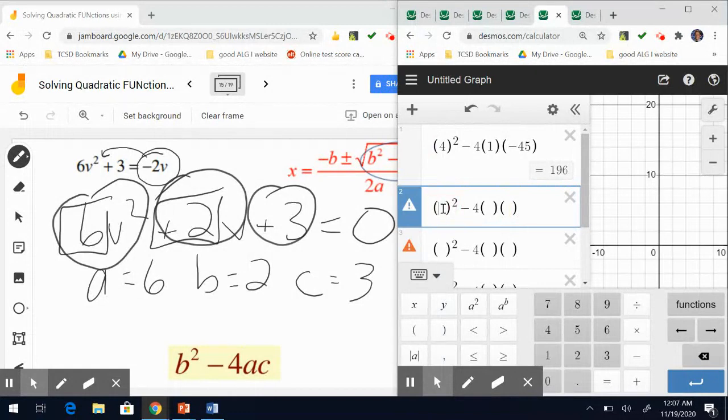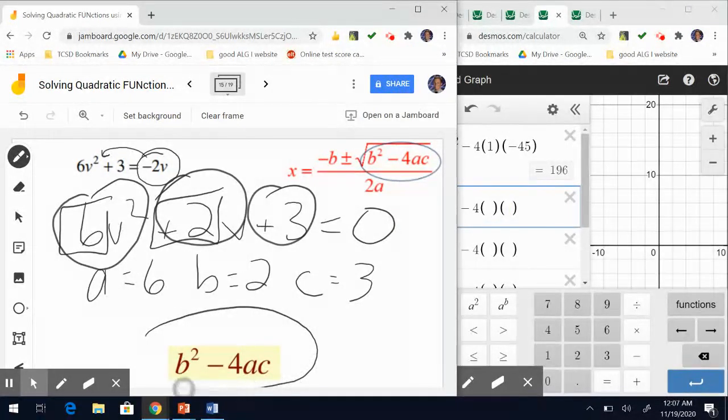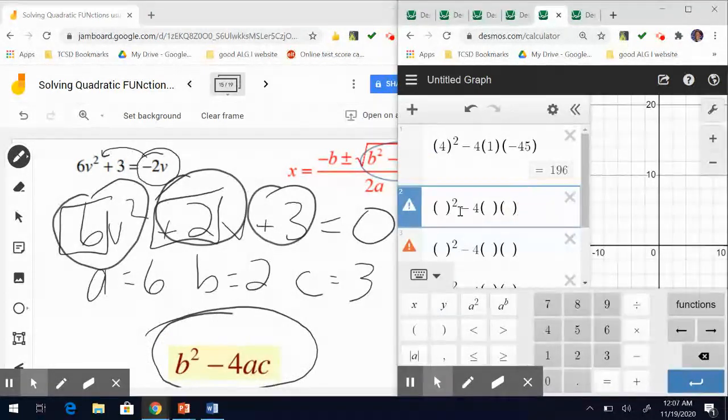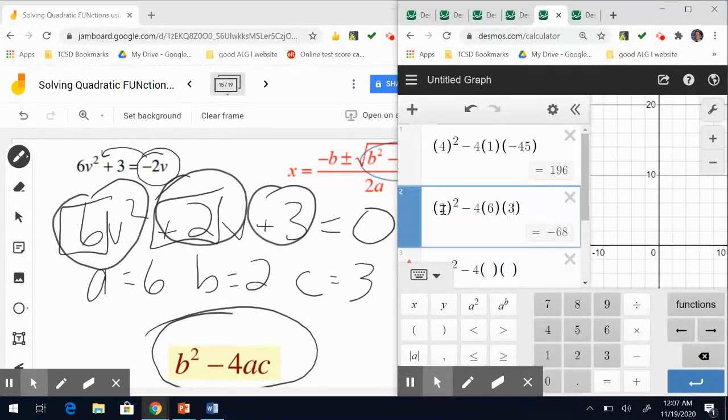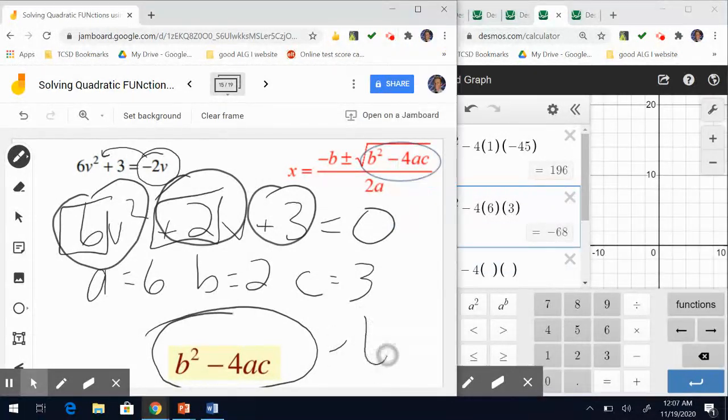This is my b squared. I have my formula written down here. I'm showing you where it's coming from, up there. So my b value here is 2. My a value is 6, and my c value is 3. So I get negative 68.